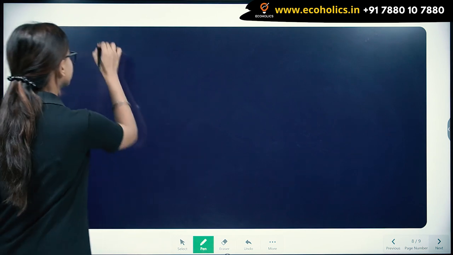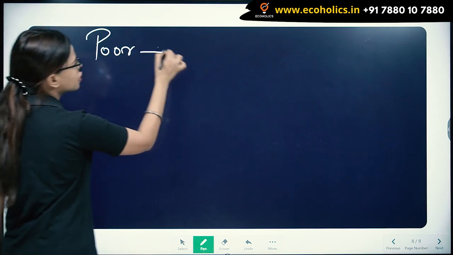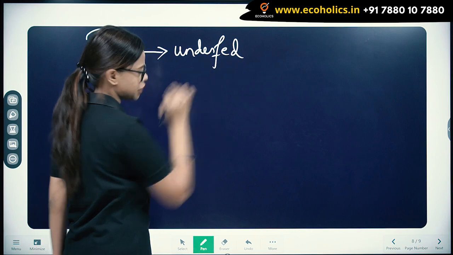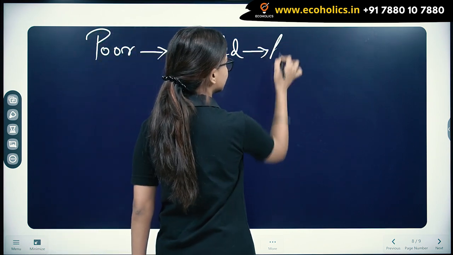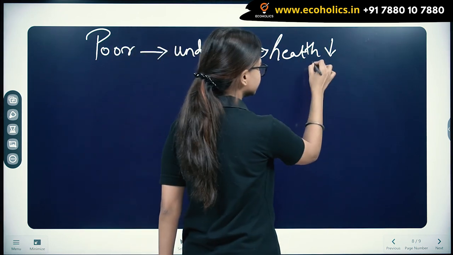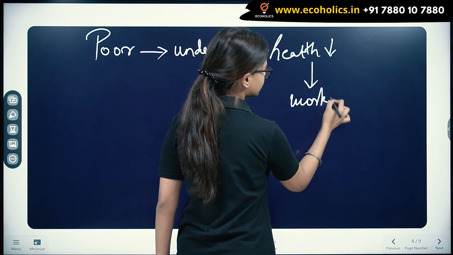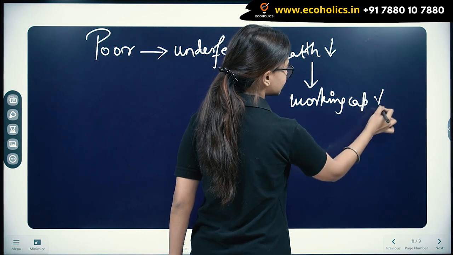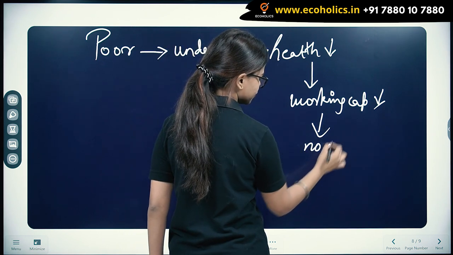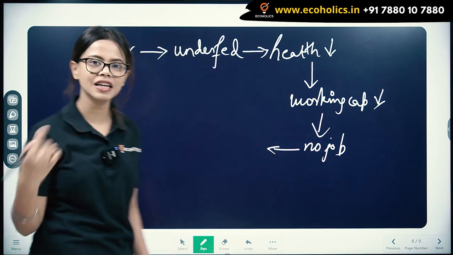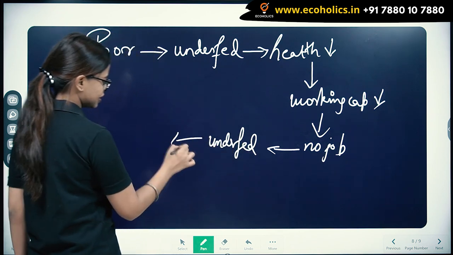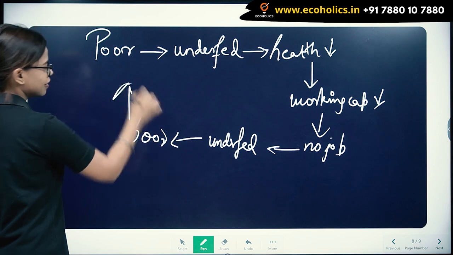Suppose we have a poor person, and being poor, he has very little food to eat, so he is underfed. If he is underfed, then his health will be poor. And when his health is poor, what will happen? His working capacity will be low. If his working capacity is low, he will have no job. And if he has no job, then how will he eat? Then again, he is underfed, and he is poor. And the cycle goes on and on and on.